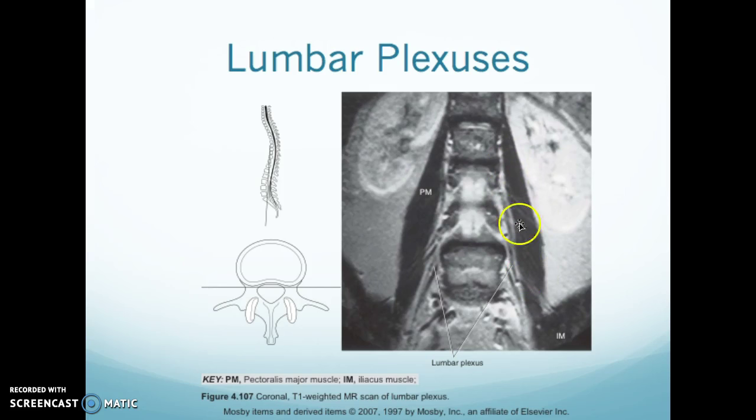This is your psoas muscle. So we're down. Here's a kidney on both sides. So this is not your pectoralis major muscle because that's up in your chest. So this is your psoas muscles, and your lumbar plexus is coming out. You can see the gray stripes. That is your nerves.